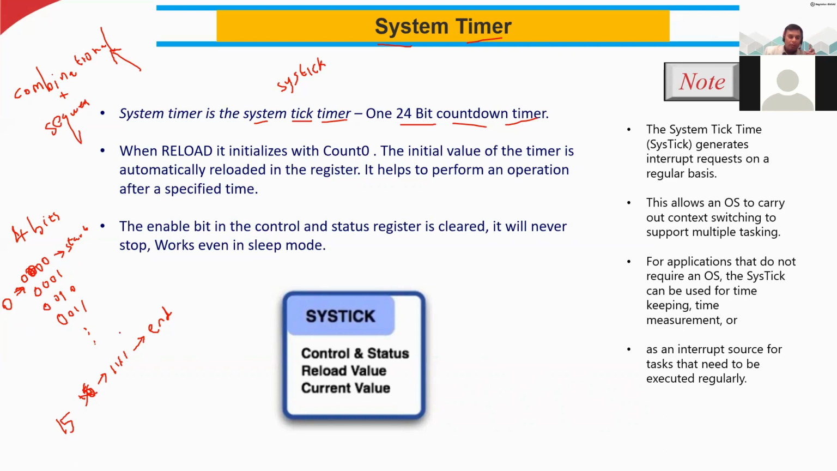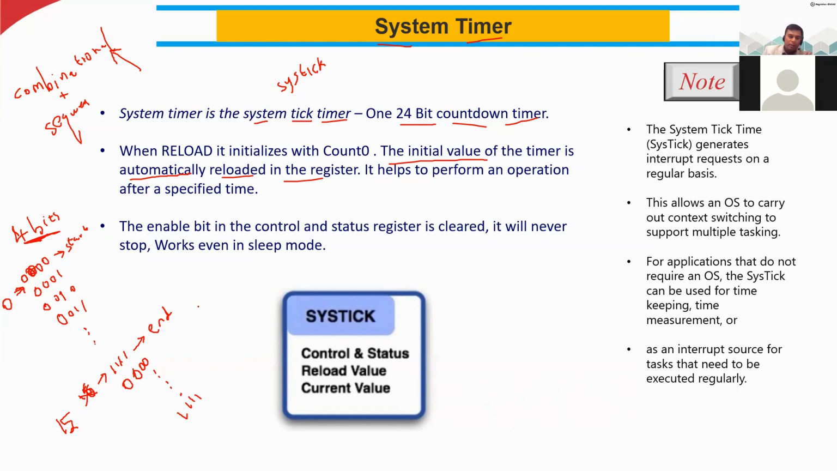Okay, so this is called an up counter. After it reaches the maximum value, what will the counter do? It will automatically reset to 0, 0, 0, 0 again, and then start counting again. After it reaches 1, 1, 1, 1, it will initialize again. That is what I mentioned here: it will be automatically reloaded in the register. The initial value of the timer is automatically reloaded. This is the initial value for the 4-bit counter. If it's 24 bits, you will have 24 bits. That's all, and this is the up counter.